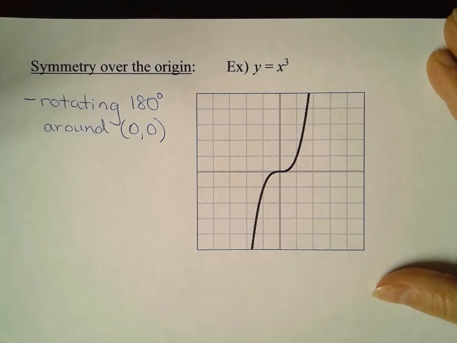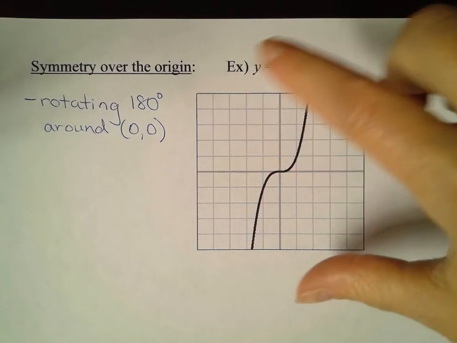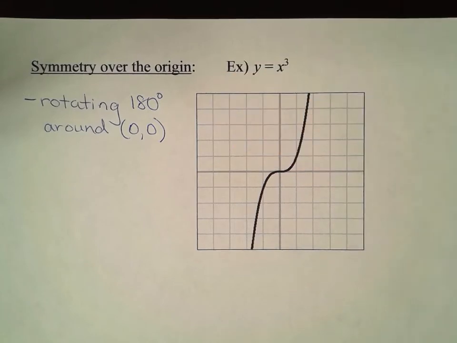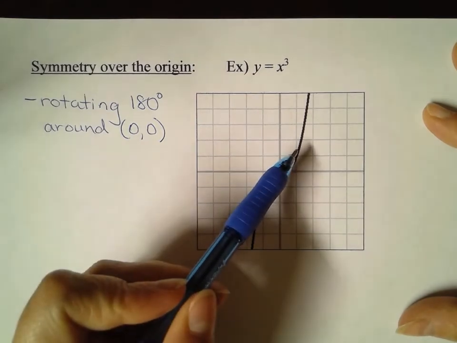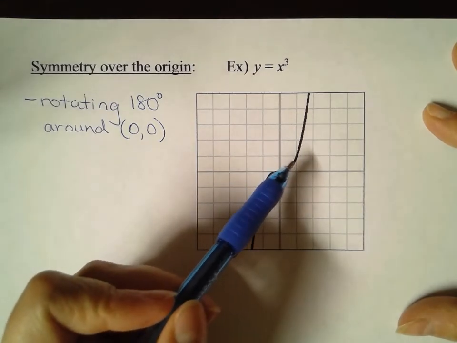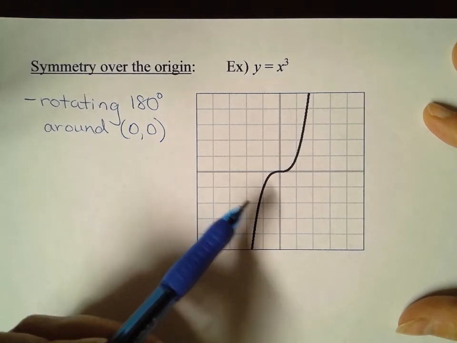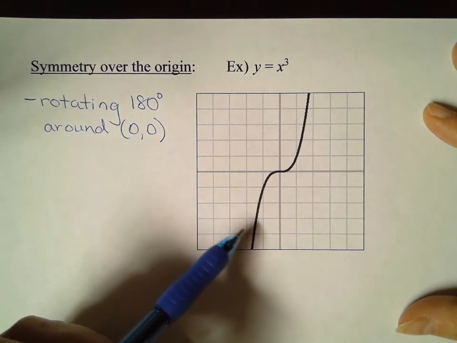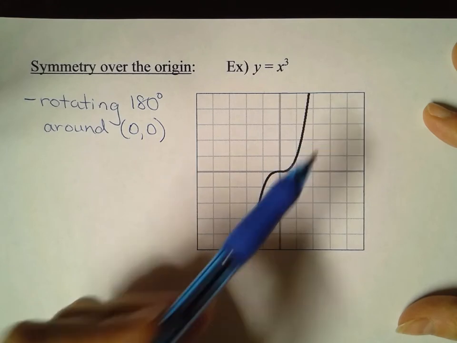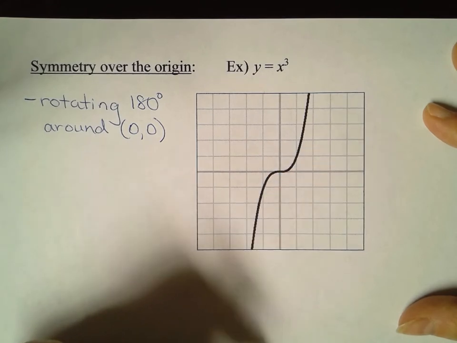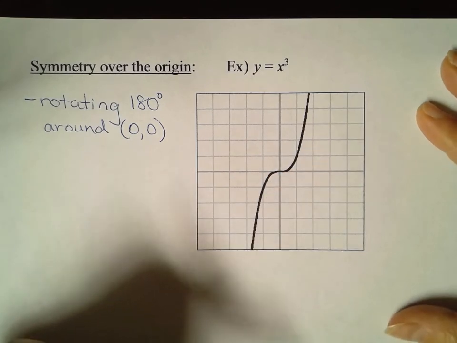Essentially, that means that we could rotate our shape, turn it completely upside down, and we would see the same picture. So rather than doing a reflection, we could do a rotation here. And I think you could see that would happen with this shape. The right-hand side that's going up would rotate down to be the left-hand side. And this left-hand side that's going down would rotate around to be the right-hand side. So this has symmetry over the origin.